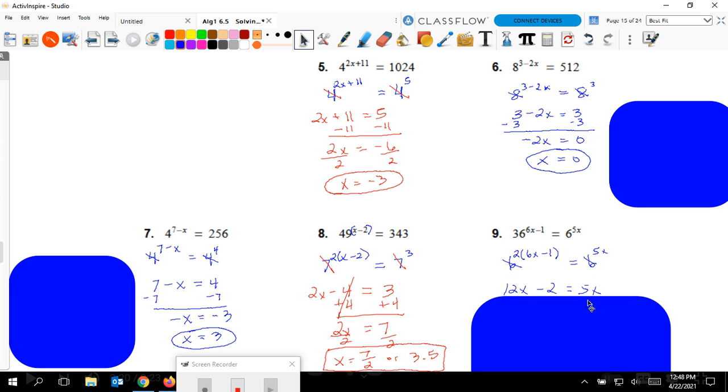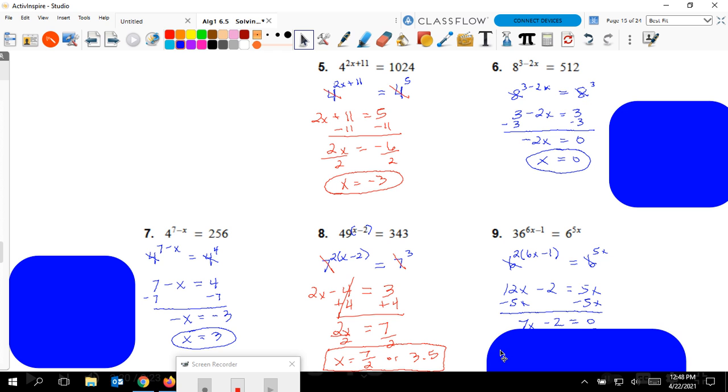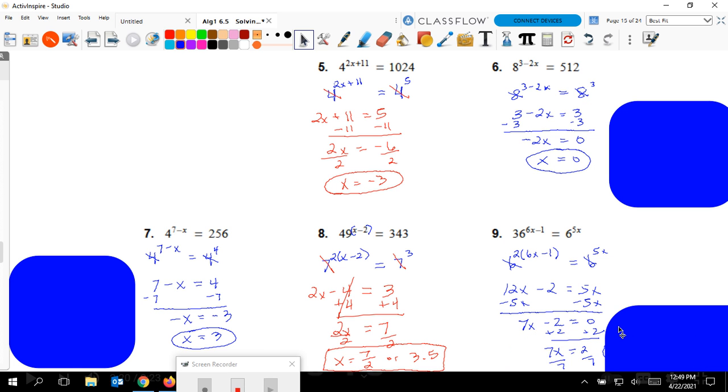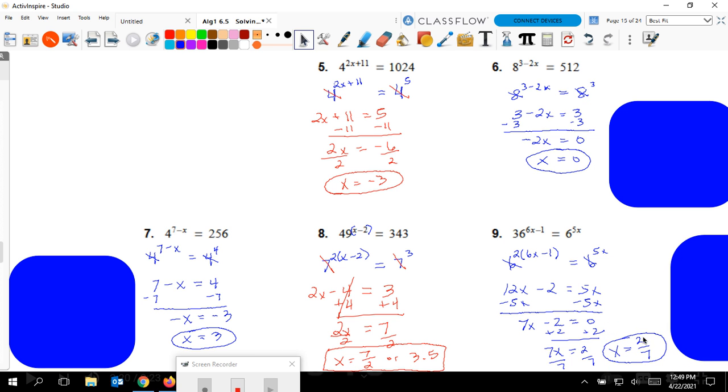I'm going to subtract 5x from both sides. So 12 minus 5 is going to give us 7x minus 2. And then we're going to add 2 to both sides. So we're going to add 2 there. So that's going to give us 7x is equal to 2. And then when we divide by 7, we're going to end up just with a fraction of 2/7. So x is equal to this fraction of 2/7.